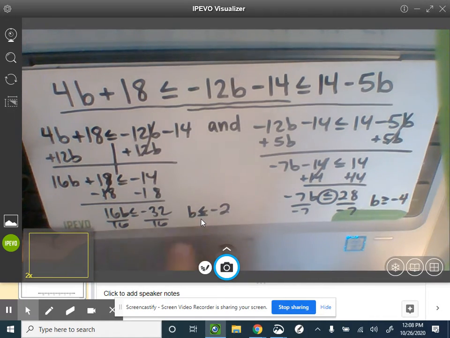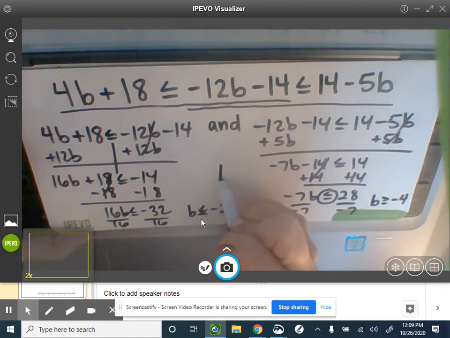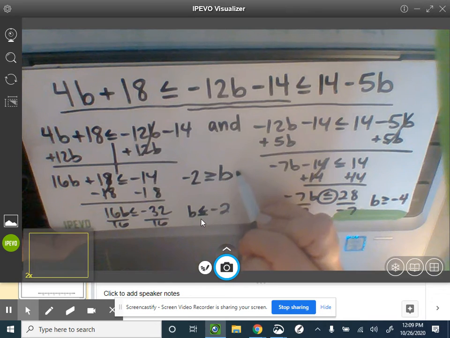So I'm going to write that statement together. So I can use and, but since they wrote it together, I want to write my answer together. I'll put b in the middle. B is less than or equal to negative 2, and it is greater than or equal to negative 4.